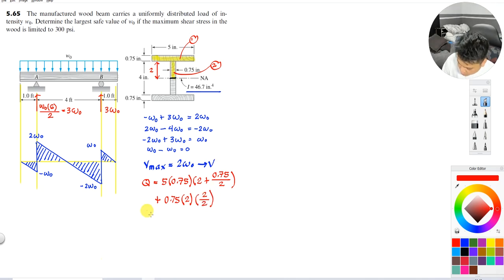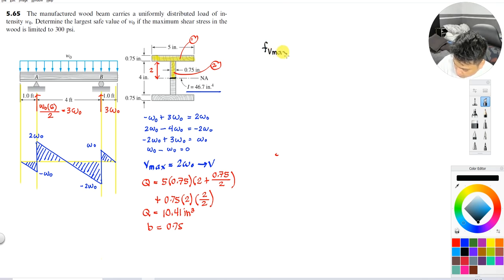Half of that. So I now have Q equal to 5 times 0.75 times 2 plus 0.75 all over 2, plus 0.75 times 2 times 1. So Q equals 10.41 inches cubed. So now I have V, Q, I, and B. What is our B again? That is 0.75. So now I have the FV.